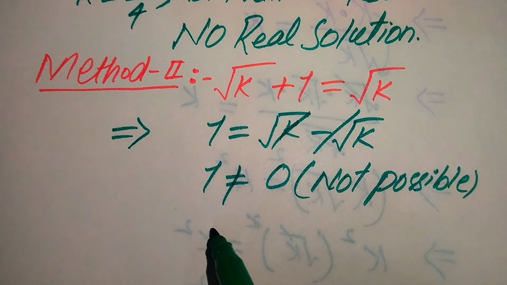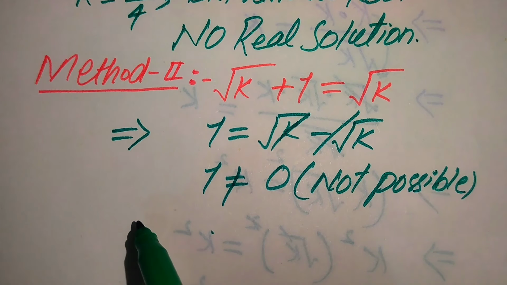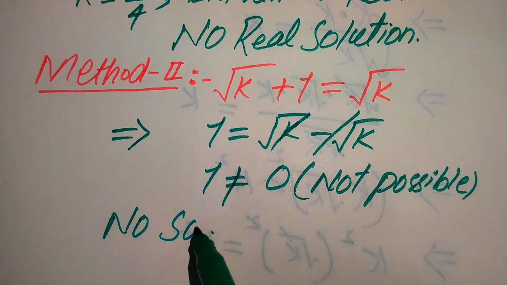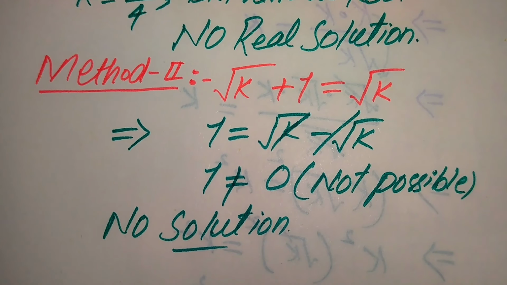So this means that in the second method we cannot get any value of k which satisfies our given question statement. So we say that this question has no solution. So this is the final conclusion about the solution set of this problem, and this is our final answer of this question.